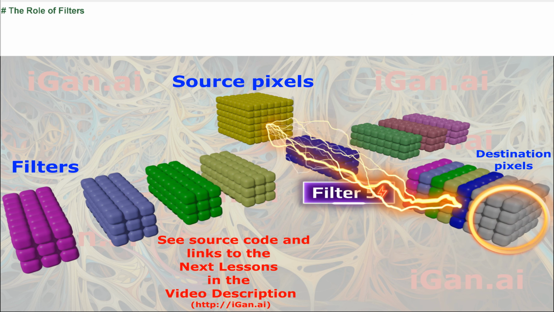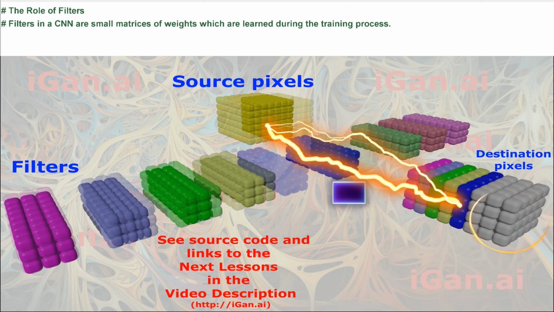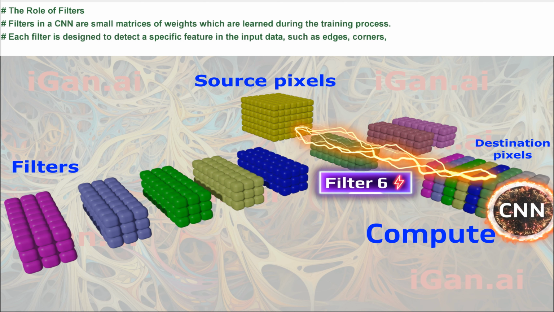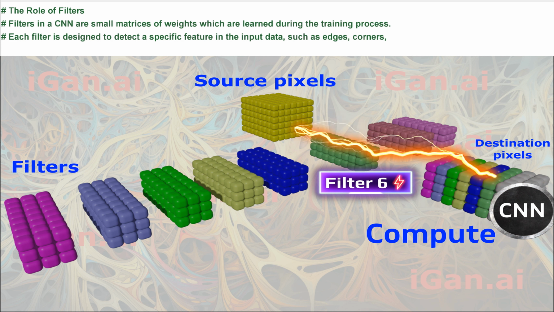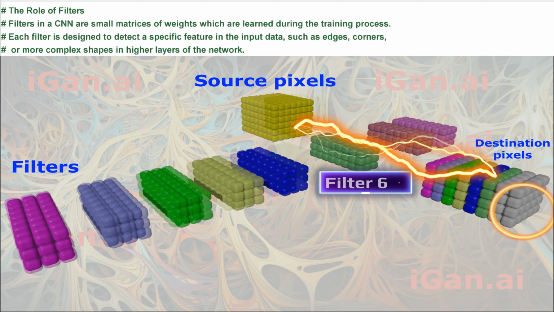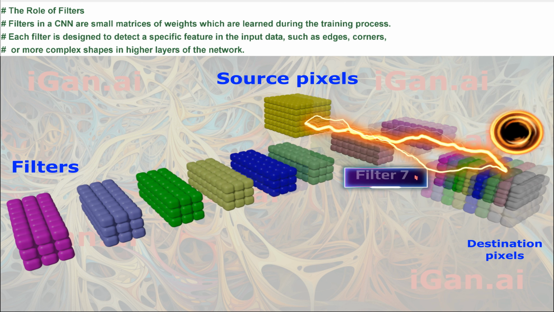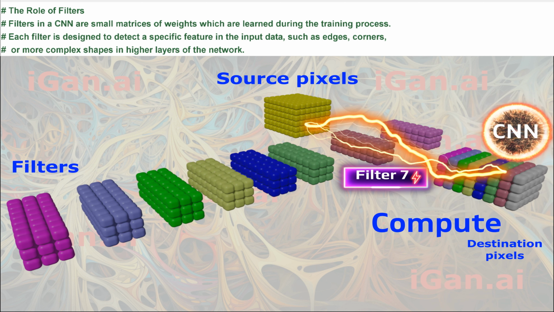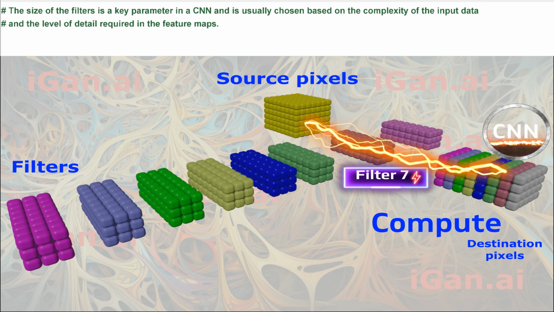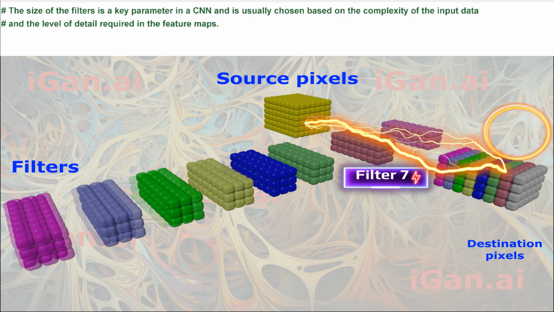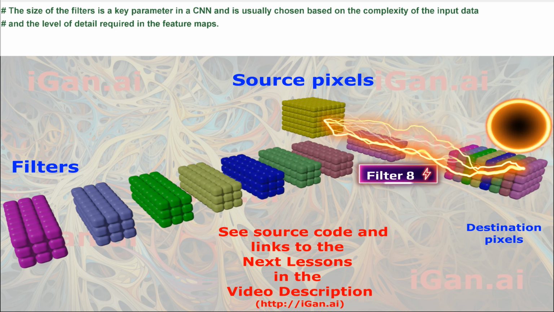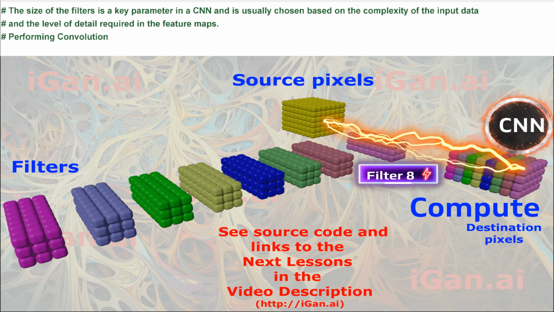The role of filters. Filters in a CNN are small matrices of weights which are learned during the training process. Each filter is designed to detect a specific feature in the input data, such as edges, corners, or more complex shapes in higher layers of the network. The size of the filters is a key parameter in a CNN and is usually chosen based on the complexity of the input data and the level of detail required in the feature maps.